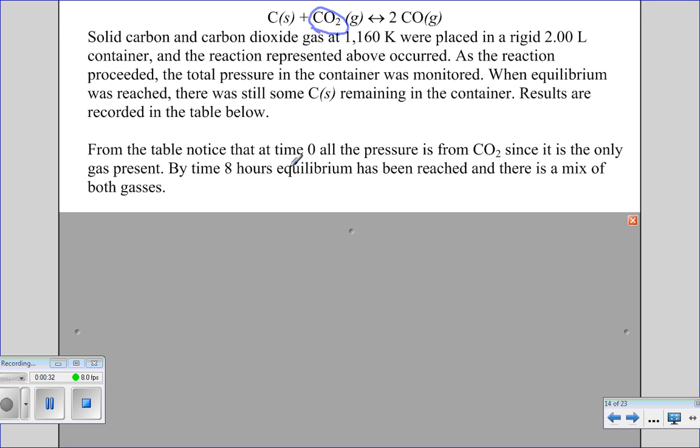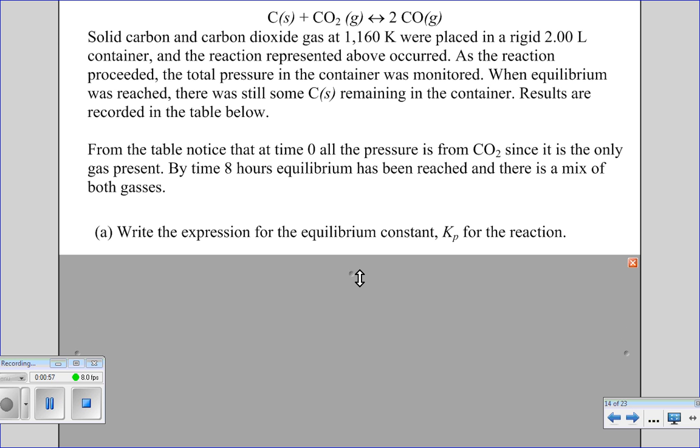Then, by the time 8 hours has passed, we've got equilibrium, so now we have a mix of both of these gases. The pressure goes up because every time 1 mole of carbon dioxide disappears, 2 moles of carbon monoxide appear, so we end up gaining 1 mole for every time the reaction shifts to the right. Then we get to equilibrium and it stabilizes.